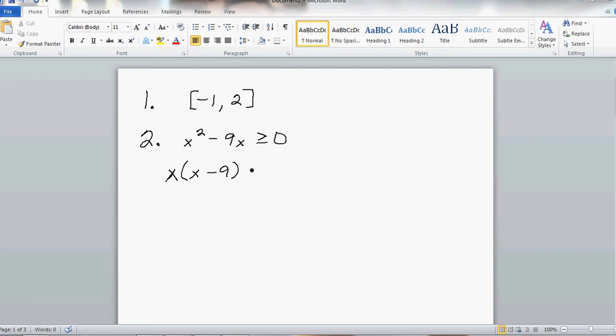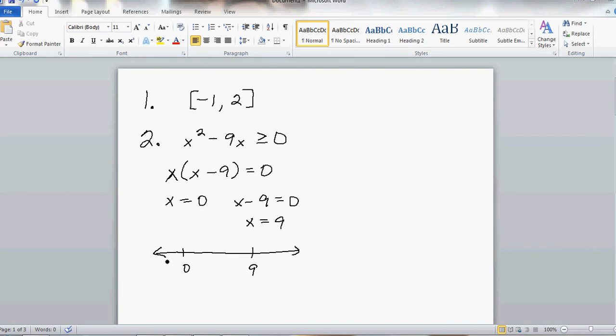Now what we do is we actually set this equal to 0 and then find what are the critical points. Where does something happen? So we let x equal 0 and x minus 9 equal 0, so that x equals 0 or x equals 9. Those are the important places where things happen. So what I'm going to do then is put them on a number line and mark those.